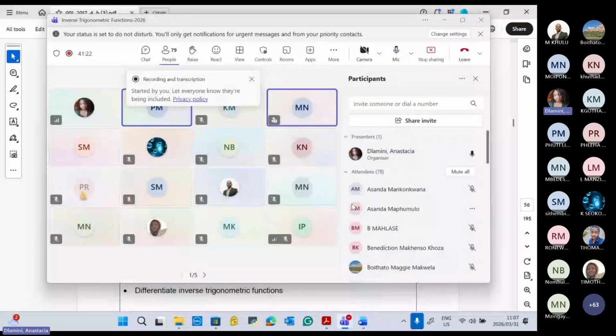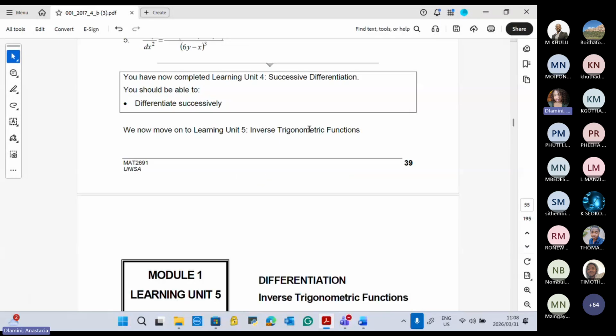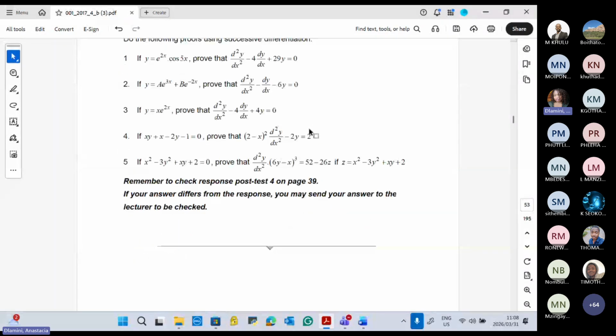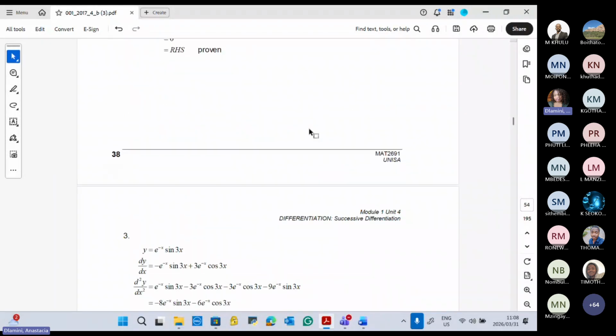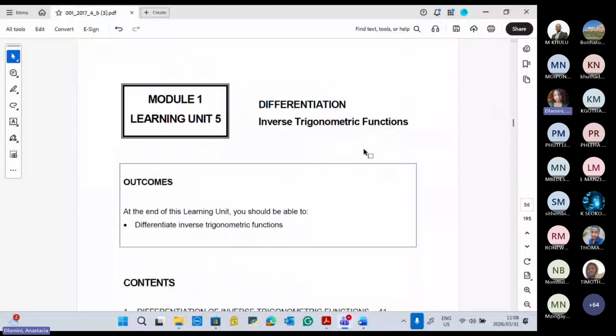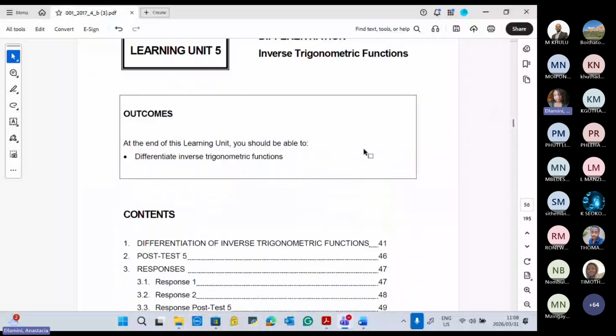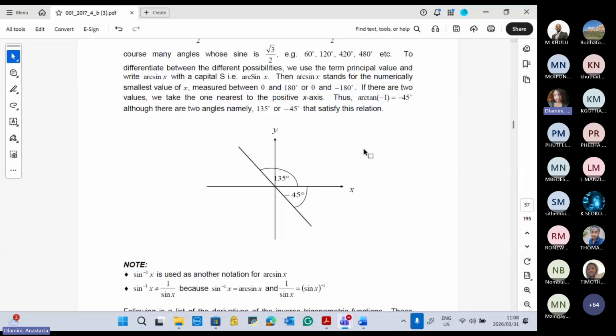Okay, let us start. So today we're looking at inverse of trig, right? Yes, ma'am. So we're looking at the inverse trigonometric function. They say that at the end of this learning unit, you should be able to differentiate the inverse of trigonometric functions, right? Do you remember what an inverse of a function is?